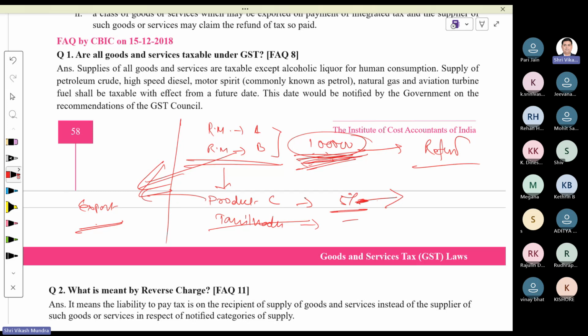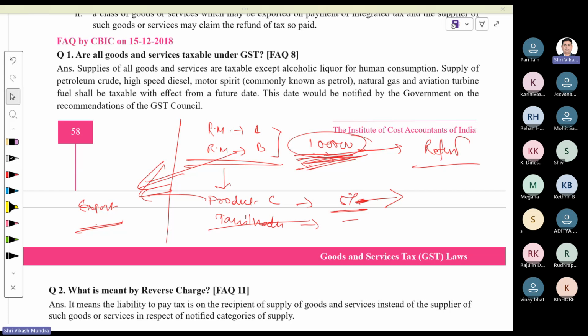In case of exempted supply, the common input credit is required to be reversed. But in case of zero rated supply, even though I am not supposed to pay any tax on the outward supply, I am eligible to get ITC at 100% full strength. If I am not able to adjust that ITC against my outward liability, I will claim a refund from the government for this 1 lakh. Is it clear?